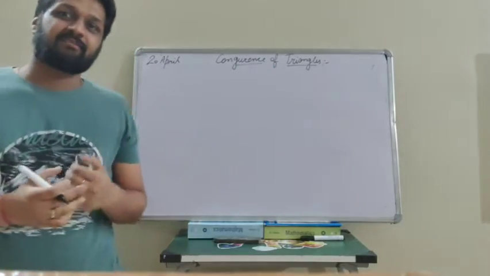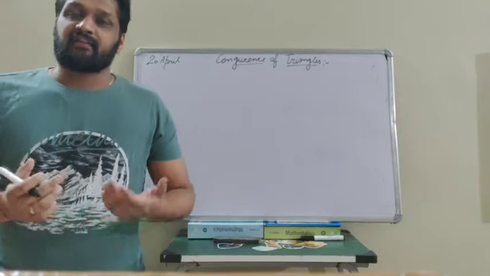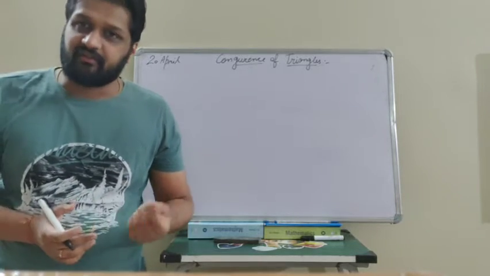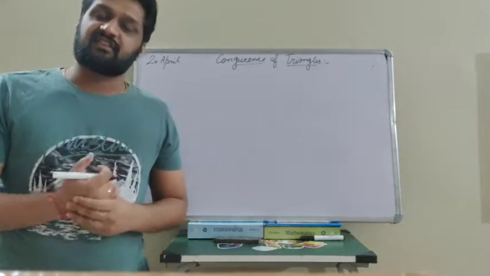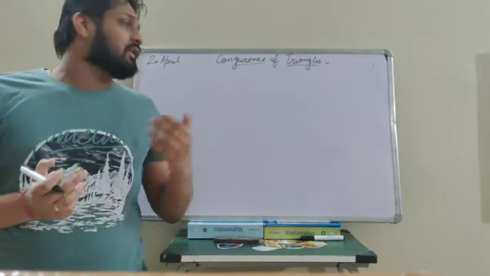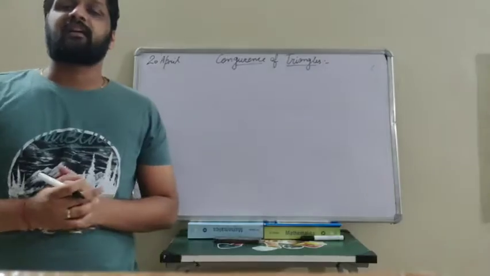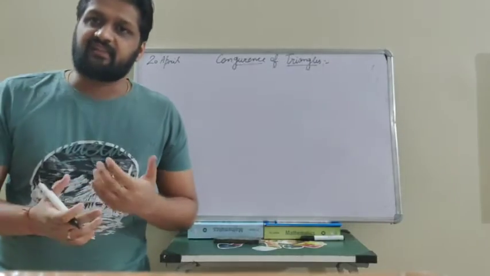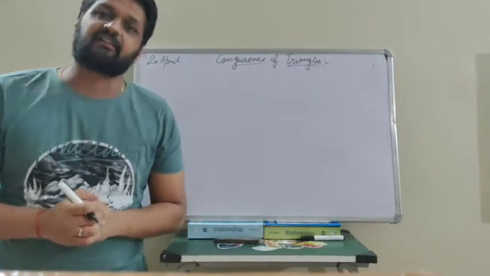Hello, good morning students. As we know, we have done the chapters: the first chapter was integers, then fractions and decimals, then exponents and powers, and now let's start the new chapter. The new chapter, chapter number 7 of your NCERT book, is congruency of triangles.